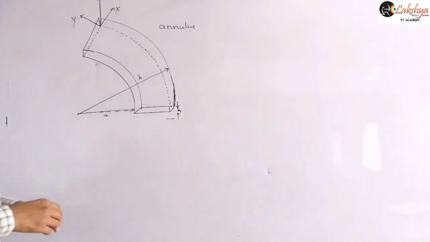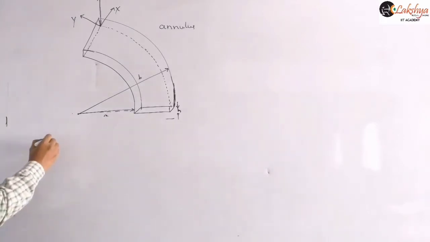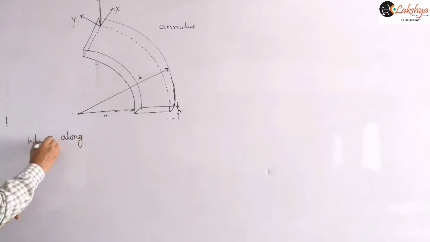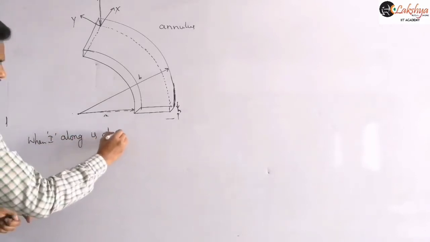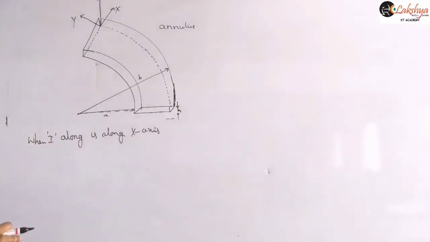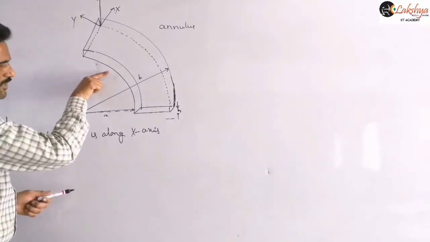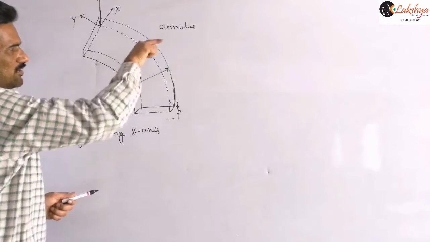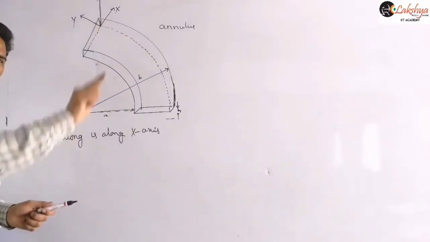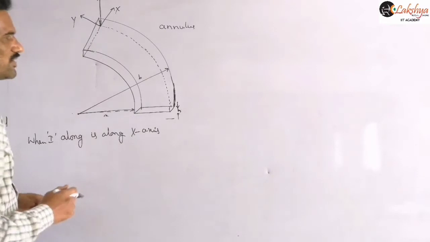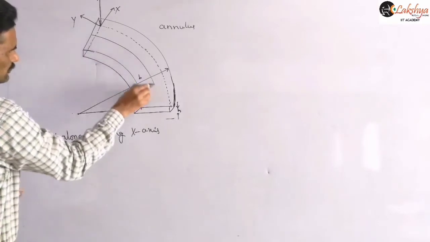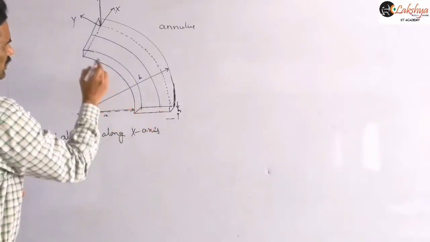First of all, I am writing about the x direction, when current is flowing along the x axis. That means when you are applying the potential difference between the inner and outer surface, current flows from the inner to the outer surface, that is our x direction, radially. So, for that we need to take one small element here, with radius r.